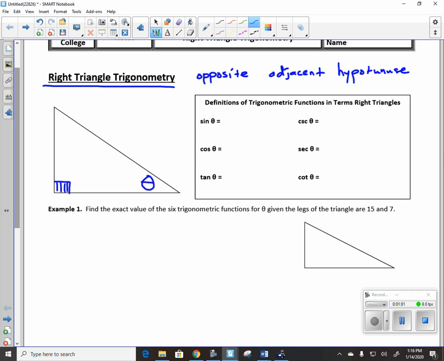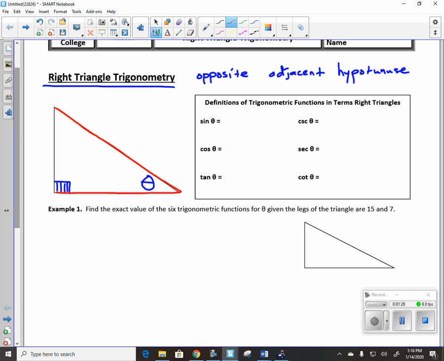Now let's understand what those three words mean. Right now, I'm saying that Michaela is sitting adjacent to RJ. What does that mean? Next to. Adjacent means next to. So if you look at this angle right here, theta is an angle made up of these two sides. Everybody agree that that angle is made up of those two sides?